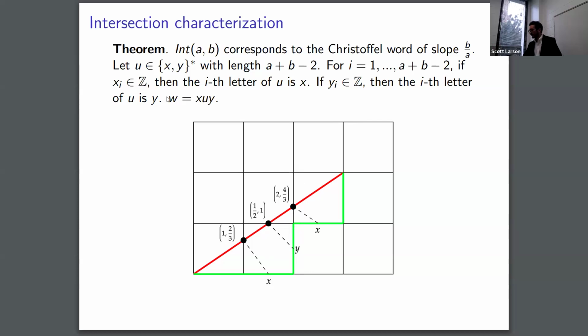And then to actually get the Christoffel word, you have to take the word you get from the correspondence here and add an X to the beginning and a Y to the end, because those intersection points are where the path actually intersects the line. So we just exclude them and add them on at the end.